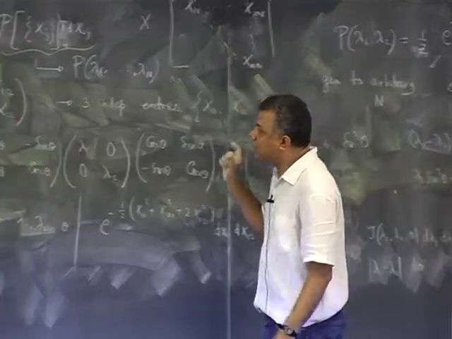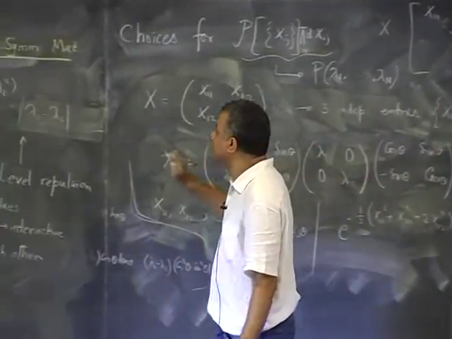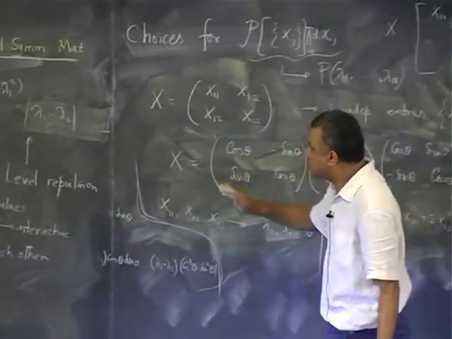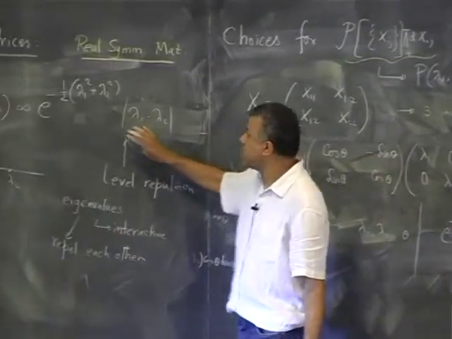And we'll see that this interaction changes the physics completely. If you did not have it, everything would be trivial and very simple. And it's this interaction term which changes the physics entirely. Okay?